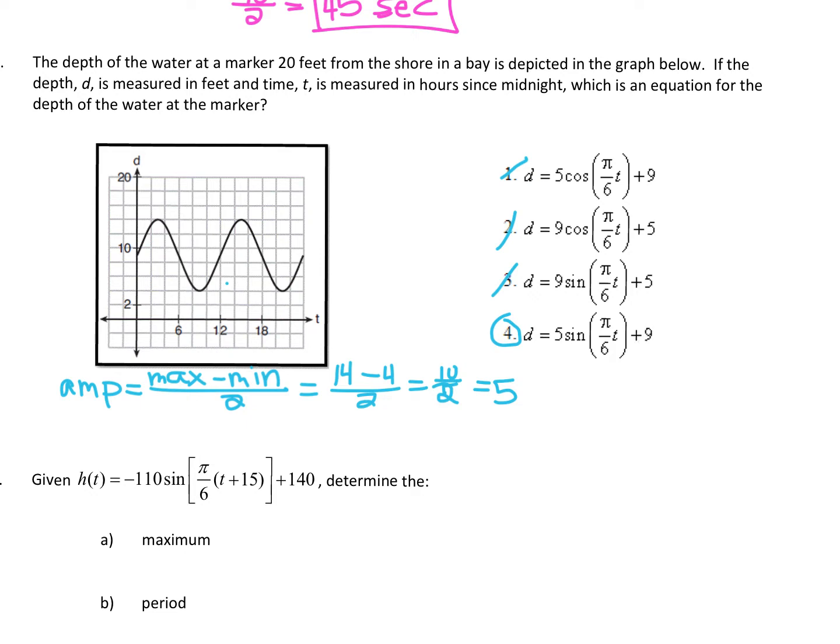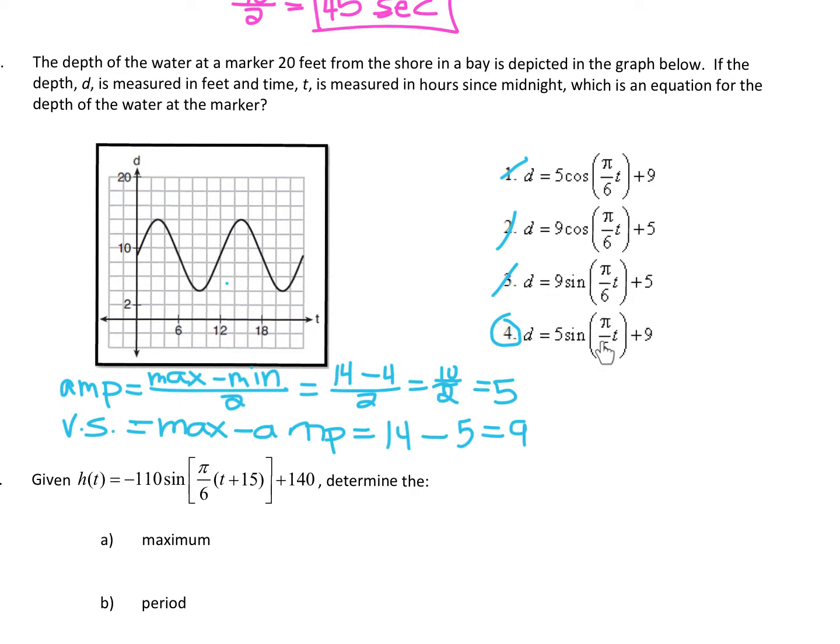We know that our formula for vertical shift is maximum minus amplitude. So if you look, sorry, this is a little messy. If you look, we've already said the maximum height is right here at 14. And then minus, we found the amplitude to be 5. So if we do 14 minus 5, we get 9. And that's why we have a 9 as our vertical shift here.